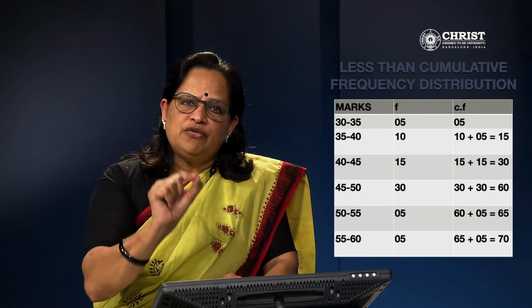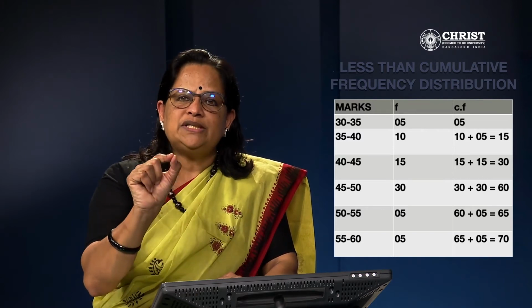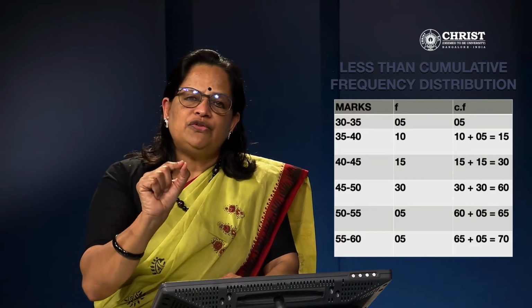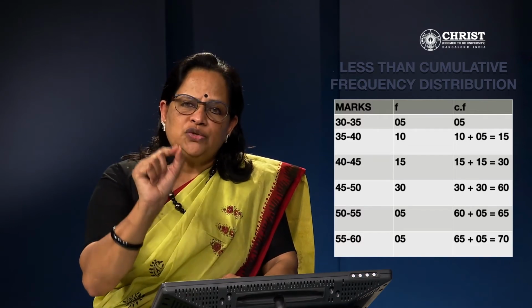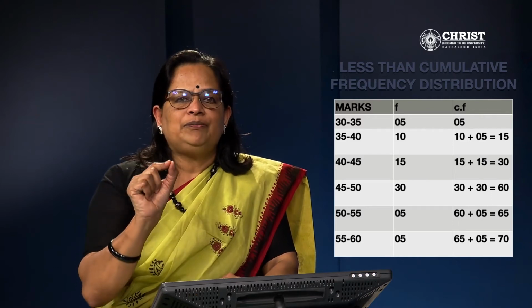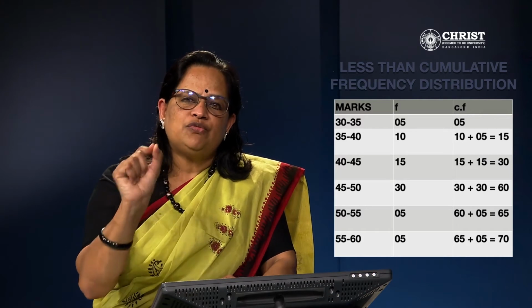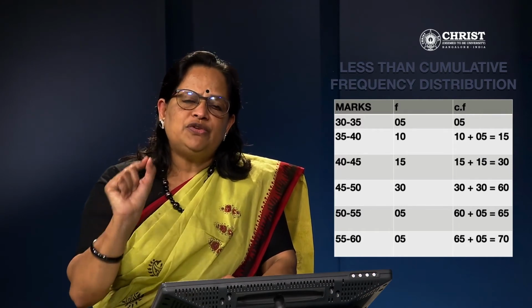Next class is 45 to 50, 30 is the frequency. So 30 plus 30, that is 60. 50 to 55, 5 is the frequency. So 60 plus 5, 65. 55 to 60, 5 is the frequency, 65 plus 5, 70 is the cumulative frequency total.